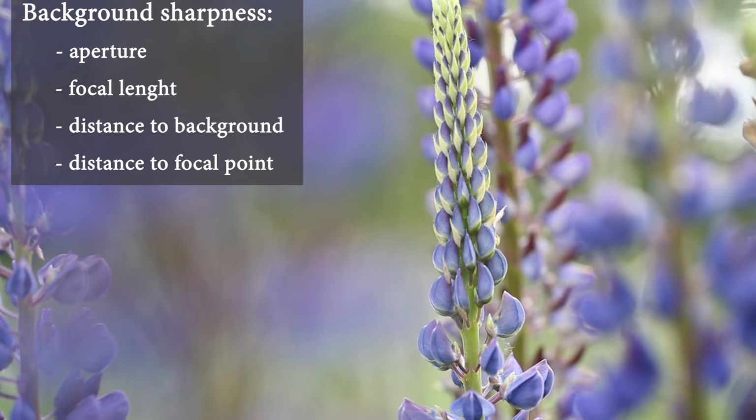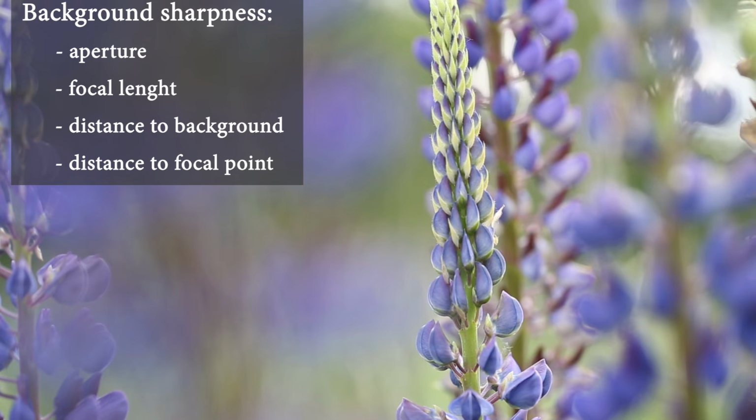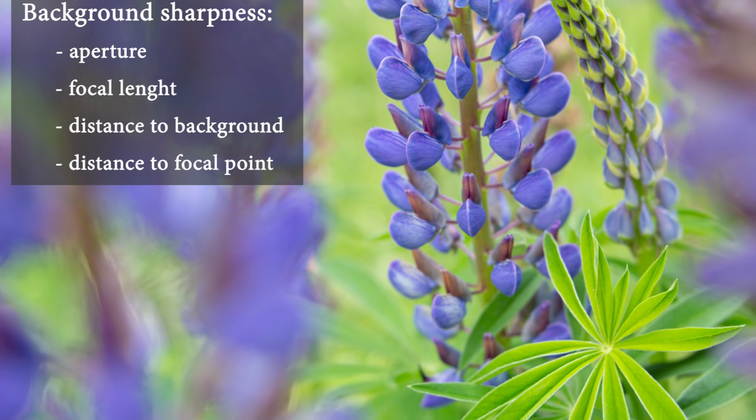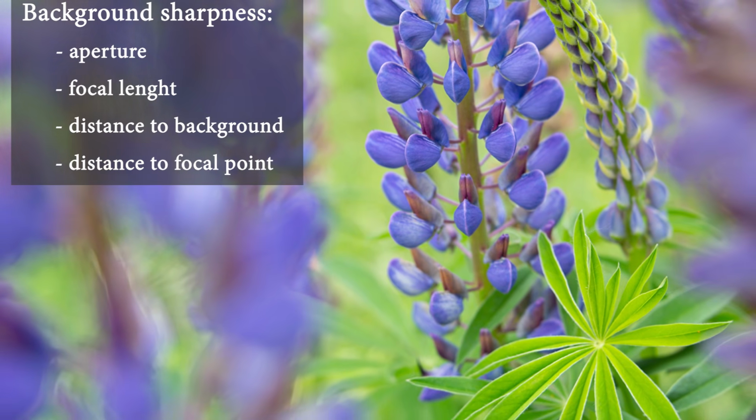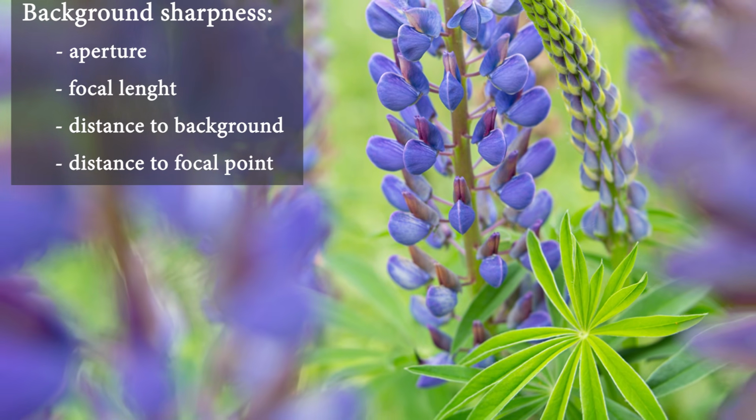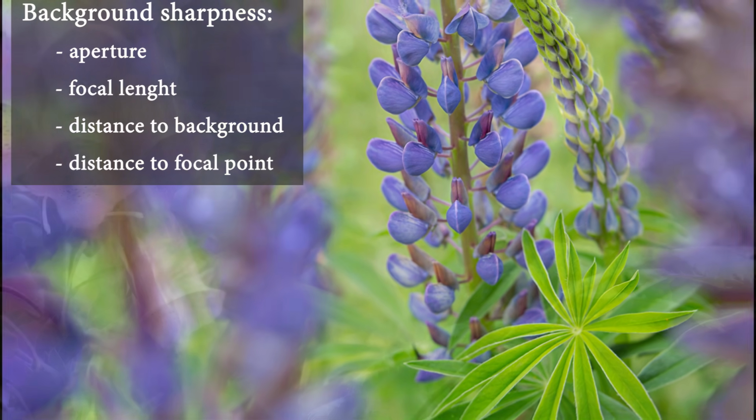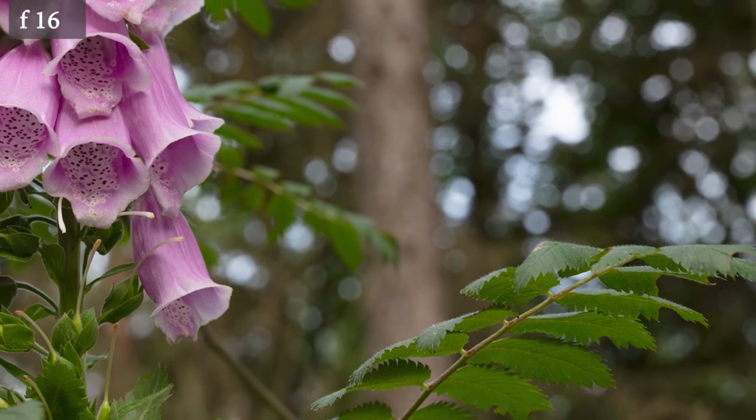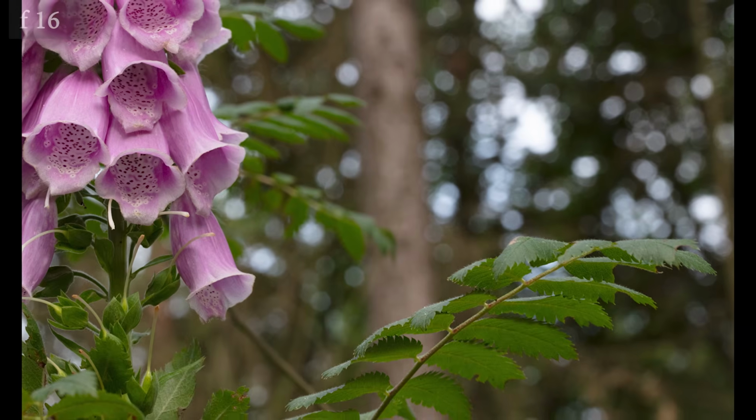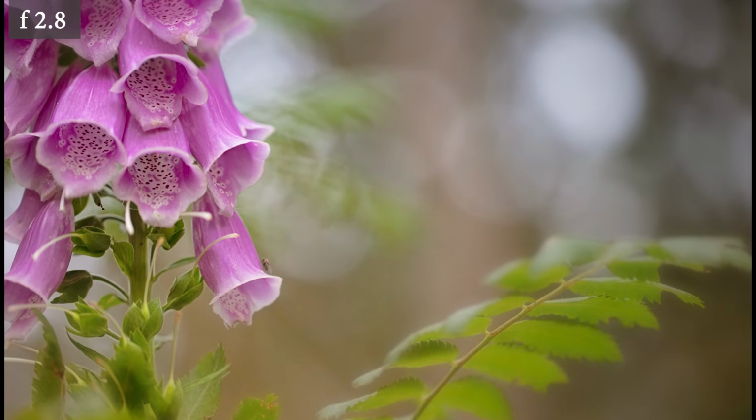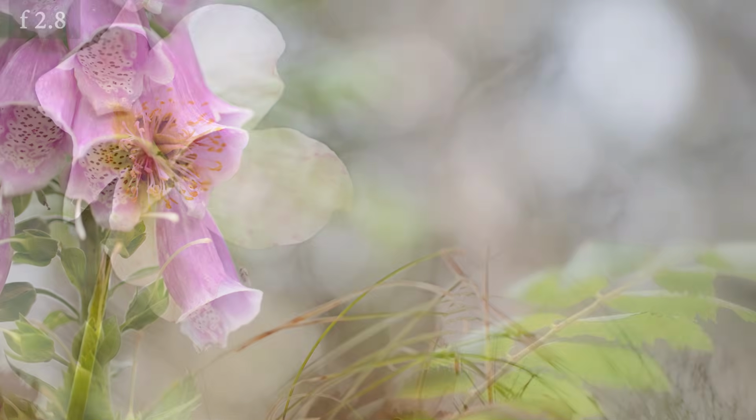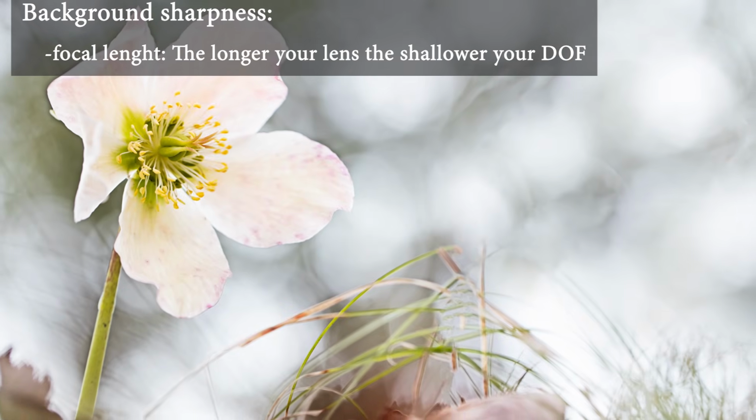Now there are 4 factors that affect the background sharpness. These are the aperture, the focal length of your lens, the distance between the subject and the background, and the distance to your focus point. The aperture we already discussed in more detail. The wider your aperture, the more out of focus your background will be and the more beautiful and dreamy your background can become. Then the focal length of your lens.